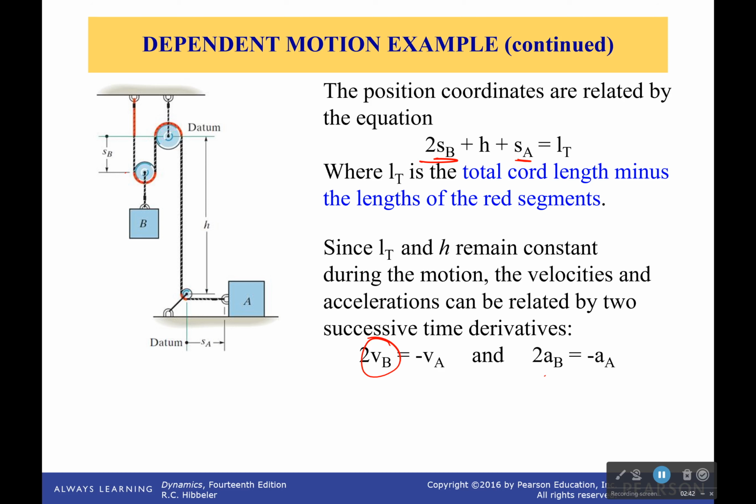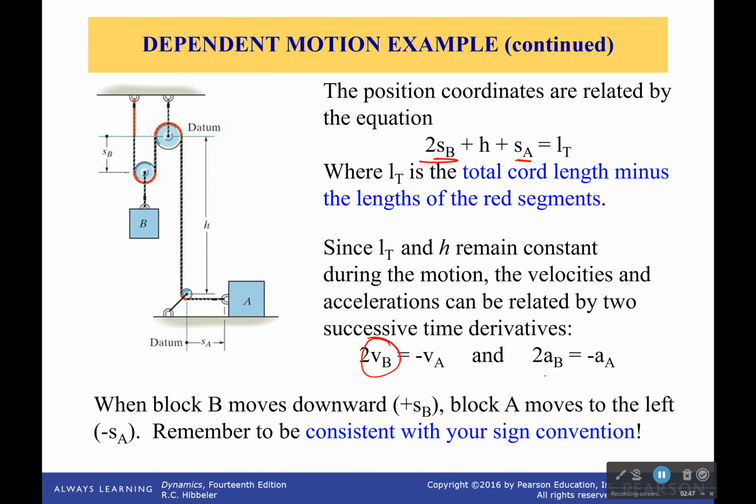So that is it for this one. We have finished this example problem, and fairly quickly too. So what does this show us? Well, one, we know that as SB moves downward, SA will move to the left. As SA moves to the right, SB will move up. And that makes sense. You can kind of see this going to be true because I'll have more cord here and less cord right here.